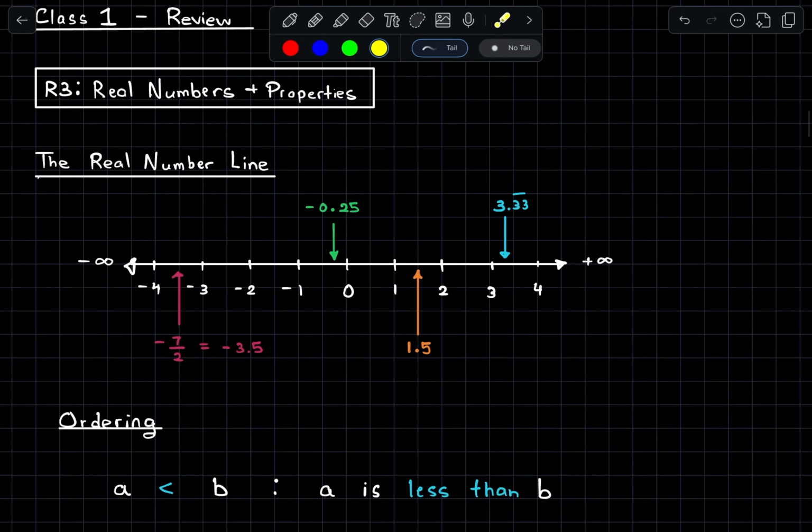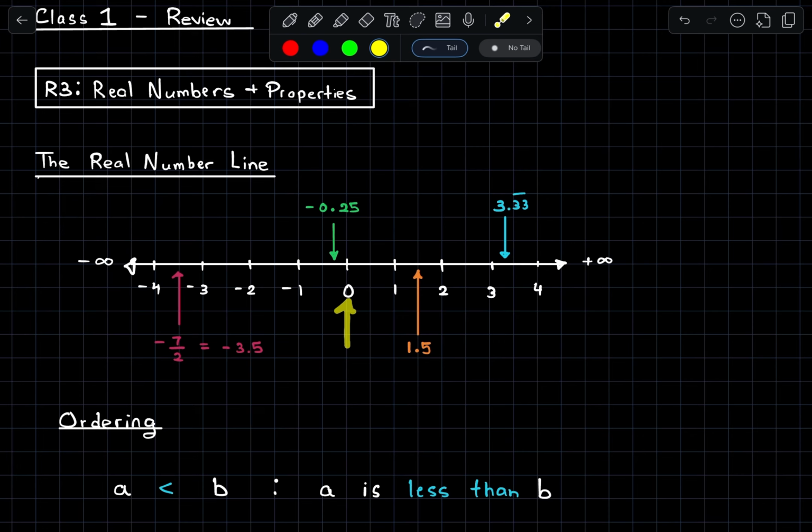Okay, hello everyone. We've got section R3 here today to start off with, and this is going to be about real numbers and their properties. So first of all, we've got the real number line, and this is just a nice visualization of what real numbers actually are. And of course, it's going to include all of our whole numbers, the typical 1, 2, 3, 4, what we're counting with, right?